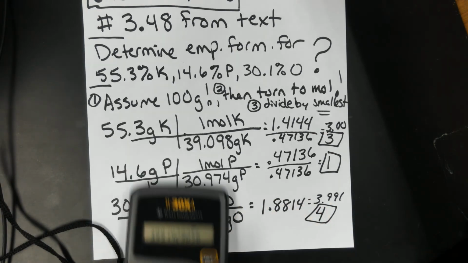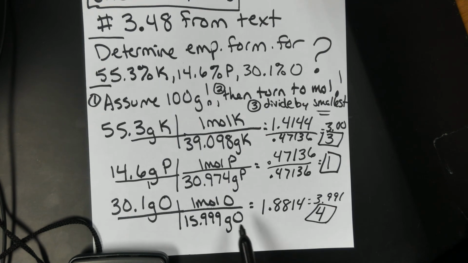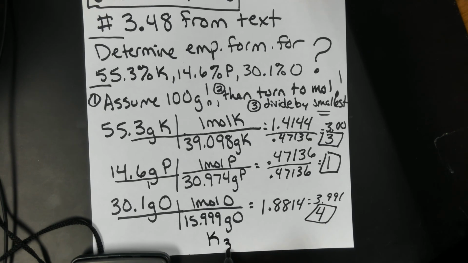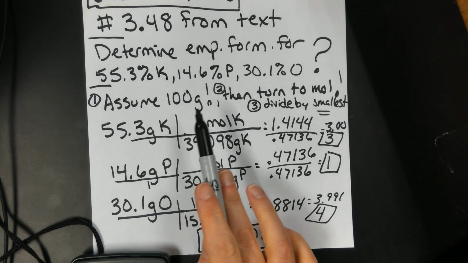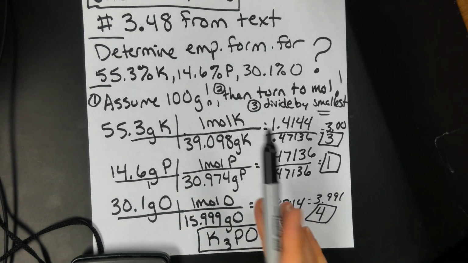Right? So then to finally write out my empirical formula, 3 Ks, so K sub 3, 1 P, and 4 oxygens. And that is how you use masses or mass percents to find the empirical formula.